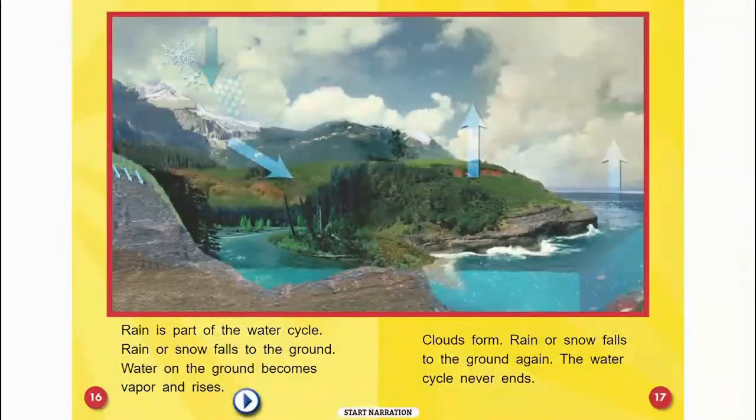Rain is part of the water cycle, and so is snow. It's the same thing with snow, except it's even colder. So it falls down as those snowflake crystals. Water on the ground becomes vapor and rises. Clouds form. Rain or snow falls back down to the ground, and then it starts again.